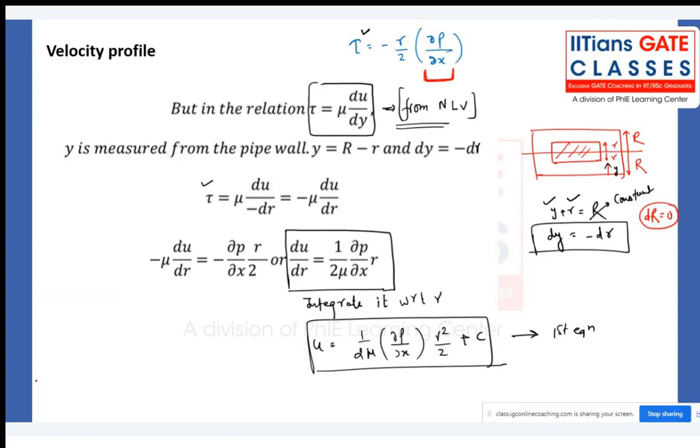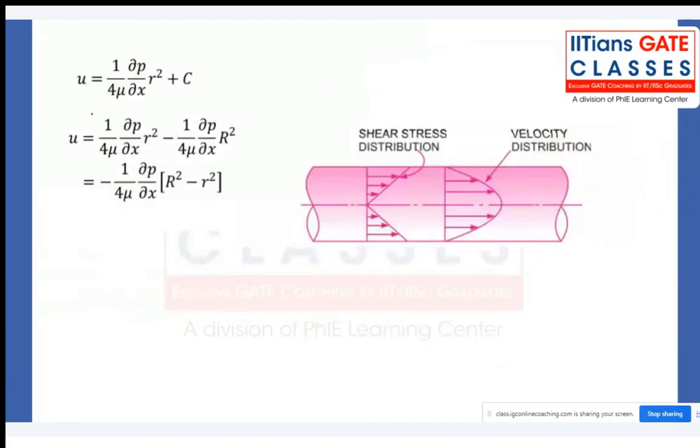Now, once it is done, let me know. So what is the boundary condition? How to get the boundary conditions? How to get the C value? At r equal to capital R, we know that velocity will be zero. Everyone knows that because of the no-slip condition.